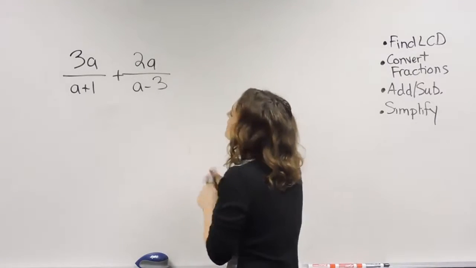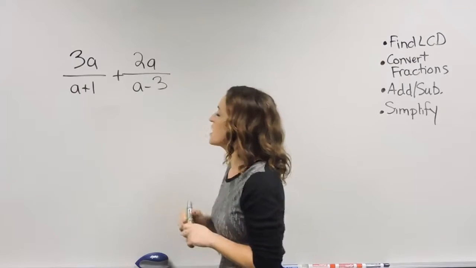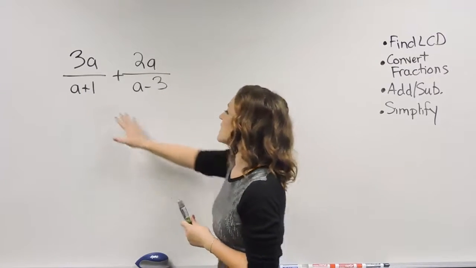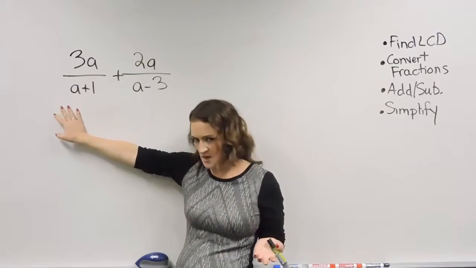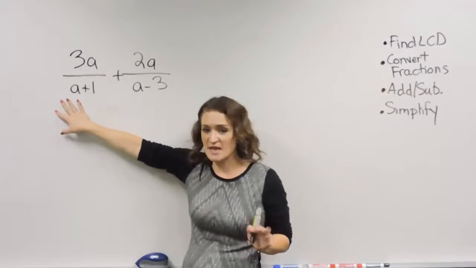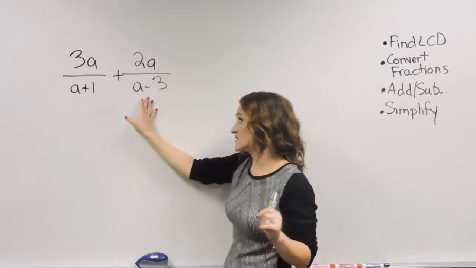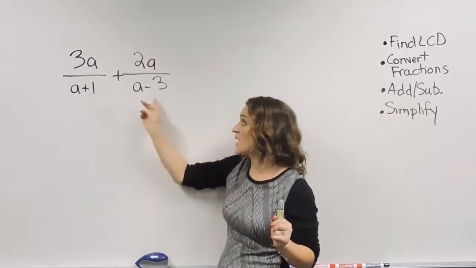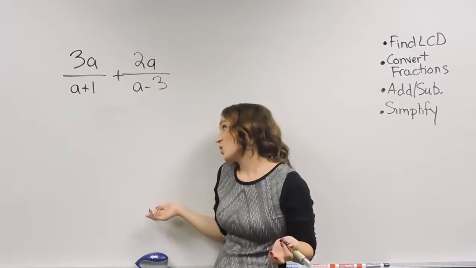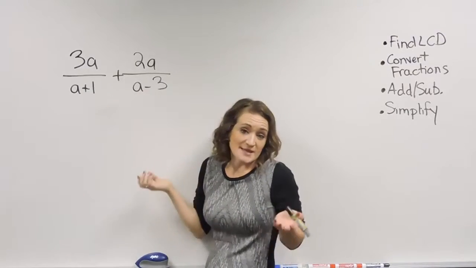If I'm looking at this example, I have a denominator of a plus 1, and then a denominator of a minus 3. We can't factor a plus 1. There's no greatest common factor, and no factoring technique that's going to allow us to factor that. Same thing for the denominator of our second one, a minus 3. So our two different factors are a plus 1 and a minus 3.